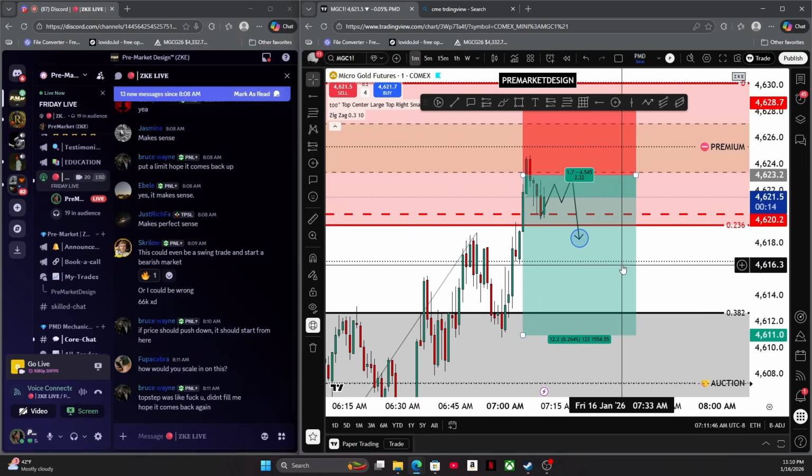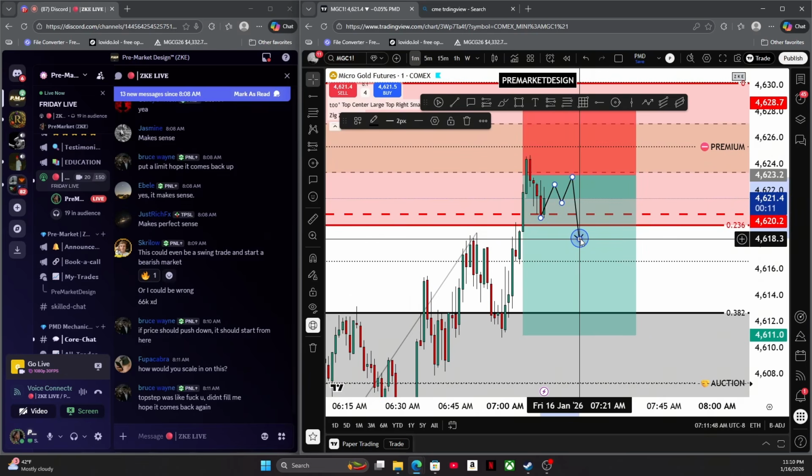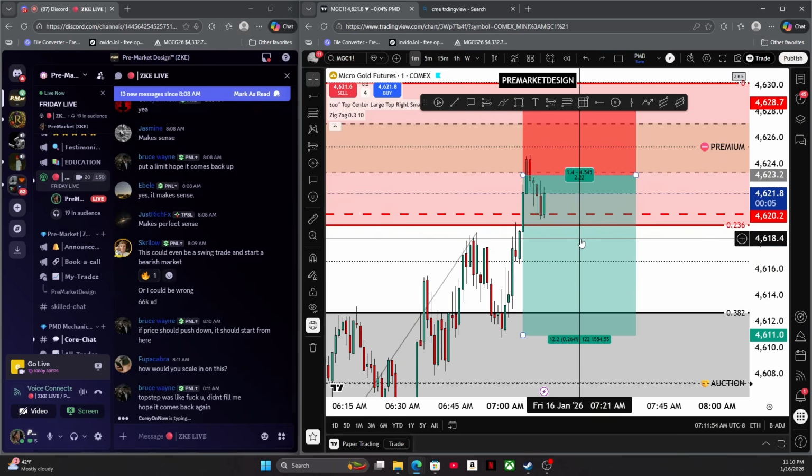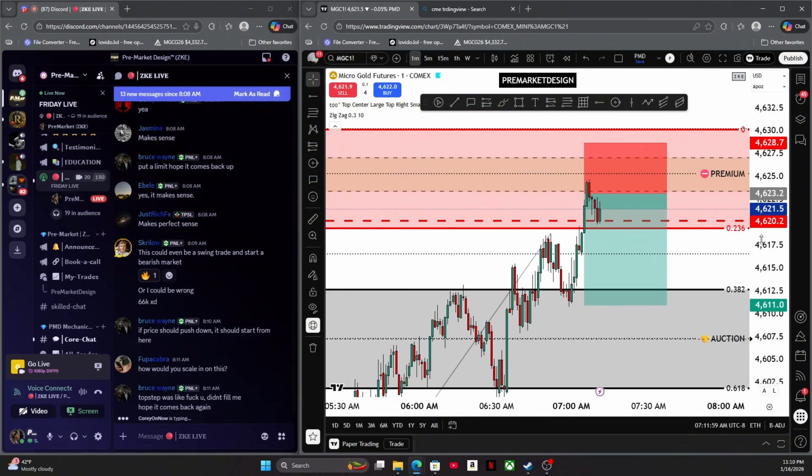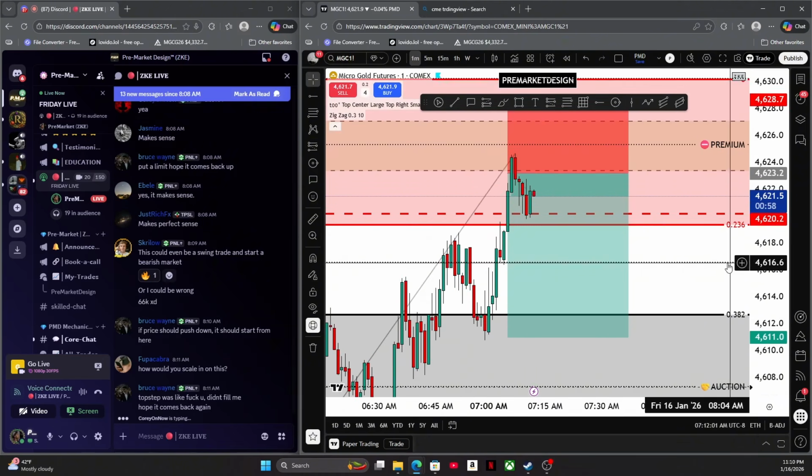But we got to get there. It's not time to scale in yet. If we scaled in now, that's pretty much just risking more money for no reason. It wouldn't be beneficial at all.